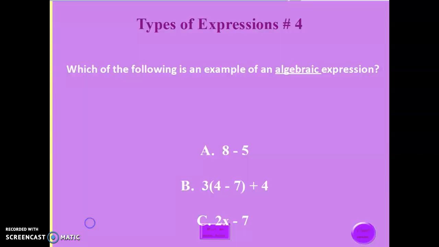Algebraic. So once you get into algebra, you start dealing with letters. So looking below, the only one that has a letter there, a variable x, is 2x minus 7. So that would be an example of an algebraic expression.